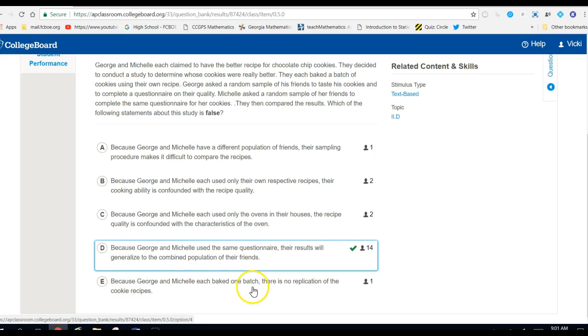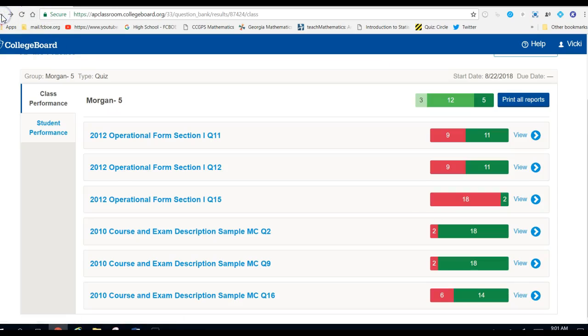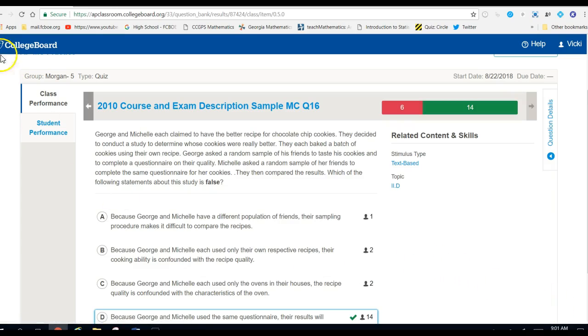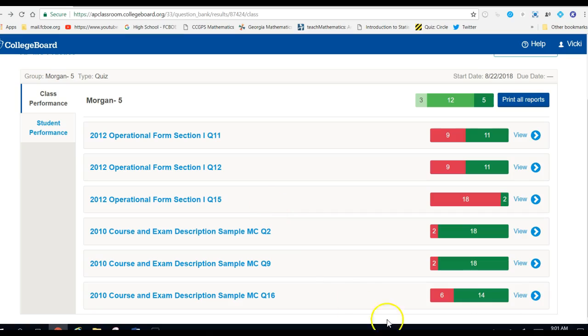E, because George and Michelle each baked one batch, there is no replication of the cookie recipe. So again, this is true. You need replication. One batch would not be enough. So D is your best answer there. All right, and finally, the very last one here. Oh, no, that was the last one. All righty. So we've gone through all of them. Hopefully that helps you out.